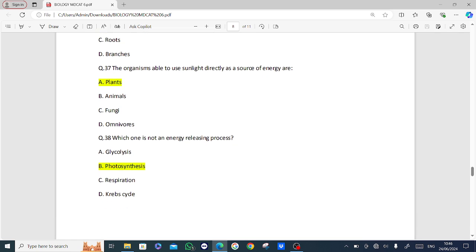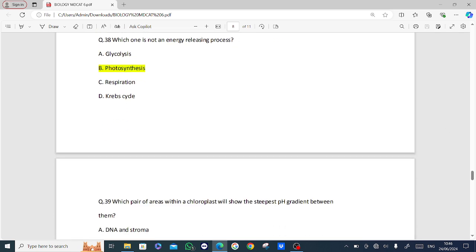Next MCQ is, which one is not an energy releasing process? Options are glycolysis, photosynthesis, respiration, Krebs cycle. Answer is option B, photosynthesis.